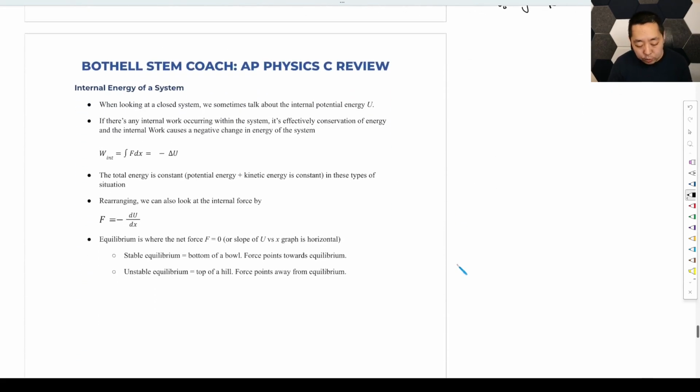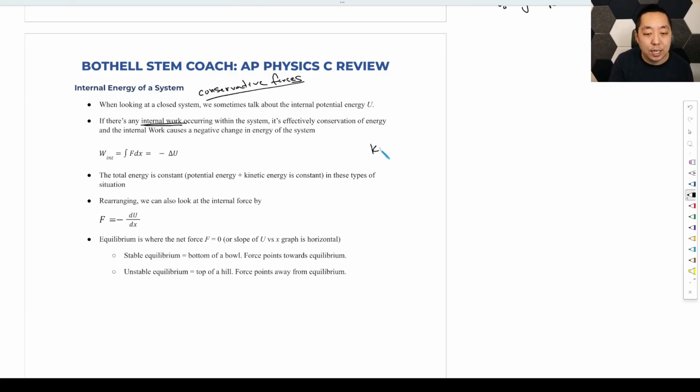Okay, the last thing we want to talk about for work and energy is the internal energy of a system. When you look at a closed system, we sometimes talk about the internal potential energy. In a closed system, we talk about conservative forces. That is not a fancy way of saying that all the internal forces just convert kinetic energy to potential energy. If there's any internal work on the system, this is very different from the external work we did before. All the stuff we did before is about external work done from outside the system. But if you have a closed system, we're talking about internal work. Internal work is eventually conservation of energy. We are simply converting from potential energy to kinetic energy.